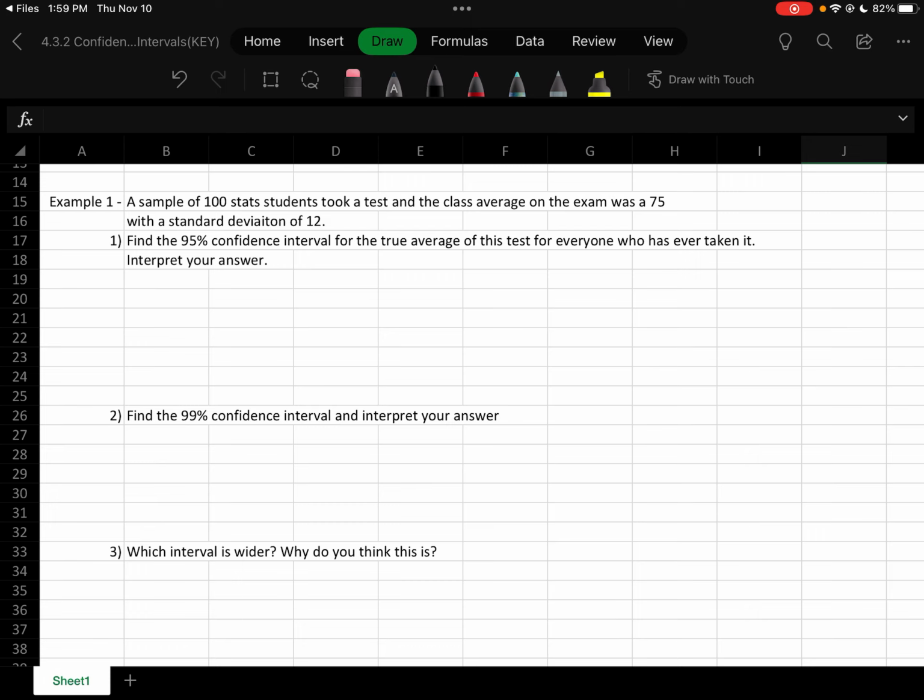So for the 95% confidence interval, the way that we calculate this is we think about our normal distribution. Now what we know is that the sample that was taken here is 100 students. So this is a large sample. And so we know that the sampling distribution is going to be normally distributed. And if I know that it's normally distributed, I can use all the properties that we've been talking about in my normal distribution. What I know is that 75 is going to be in the middle of this thing.